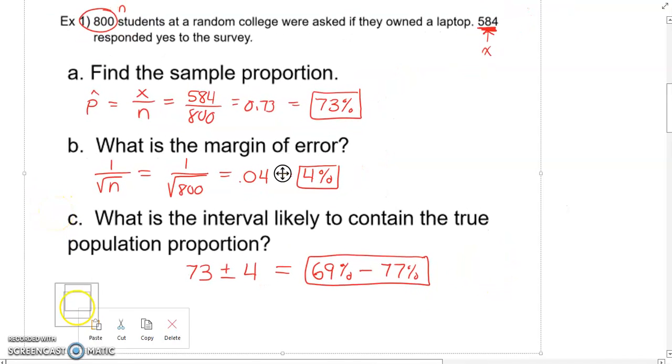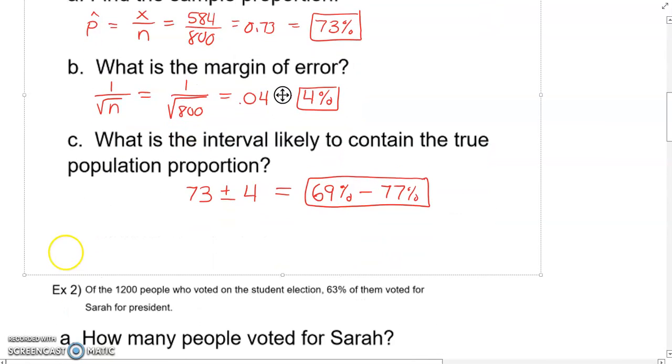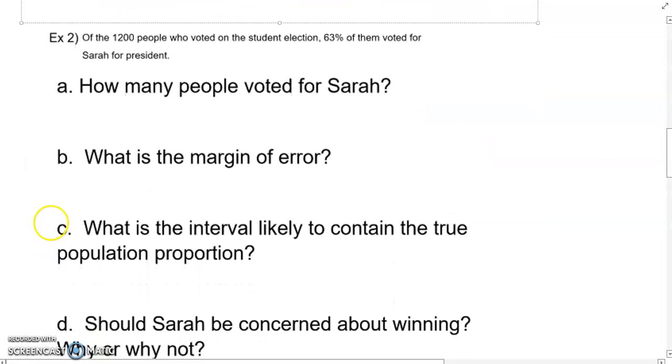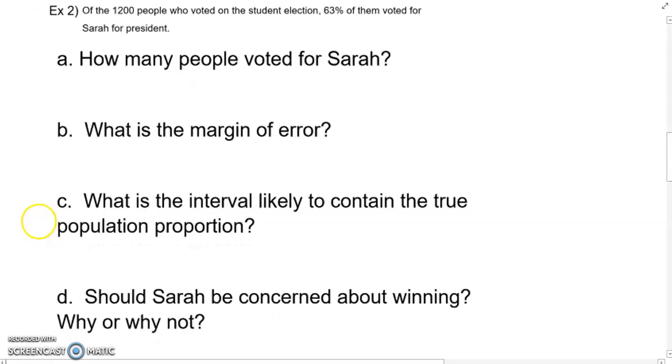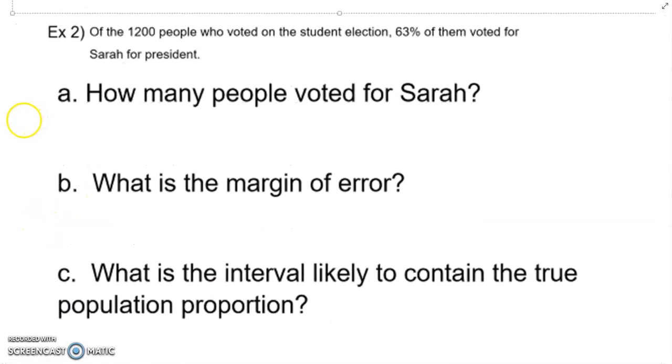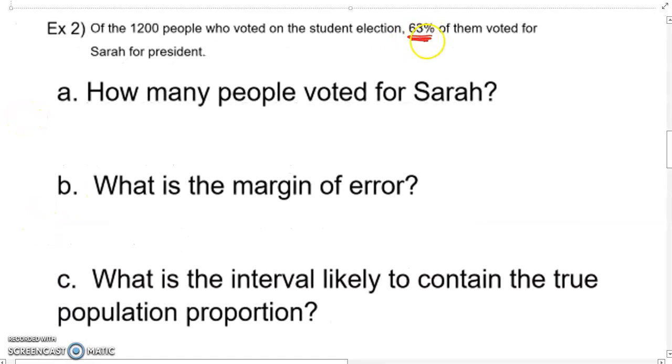Feel free to pause and rewind if you need to go back to any of these examples, okay? All right, moving to the next question here. Of the 1,200 people who voted on a student election, in this case, I gave you a percentage instead. 63% of them voted Sarah for president. How many people actually voted for Sarah?